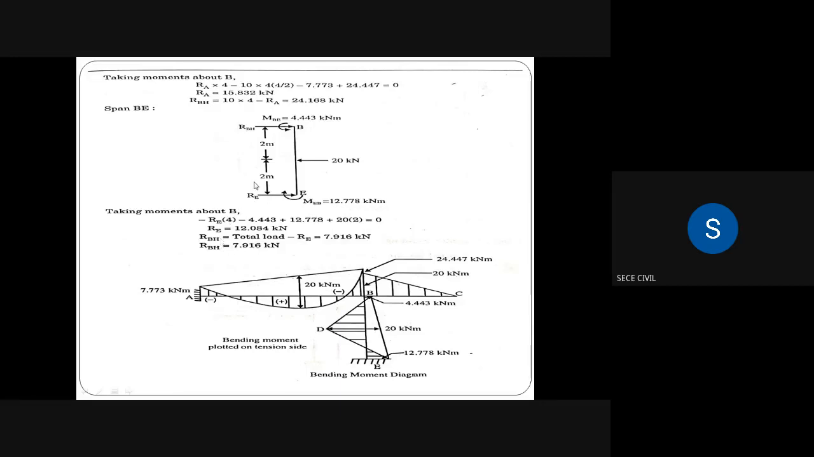Now we can calculate RBH by subtracting from the total load. In this span, the total load is 20 kilonewton. So 20 minus RE, 20 minus 12.084, and we are getting RBH as 7.916 kilonewton. Here this reaction is named RBH. So RBH is 7.916 kilonewton, and here it is not RBH, this is RB. RB is 24.168 kilonewton.